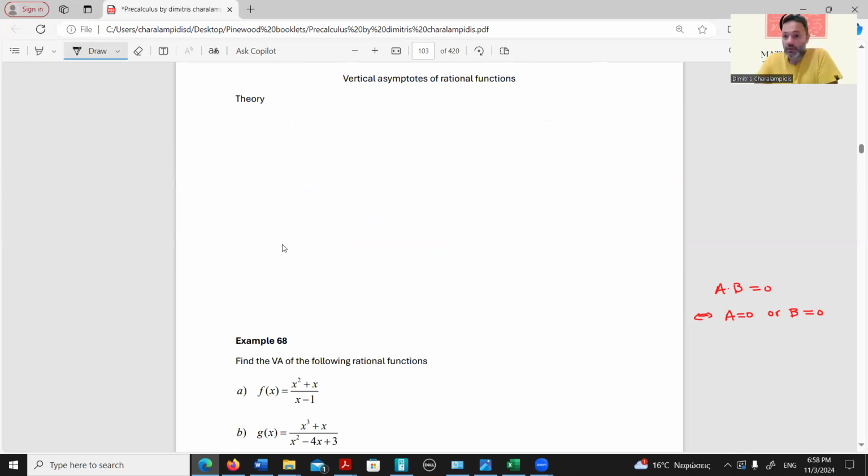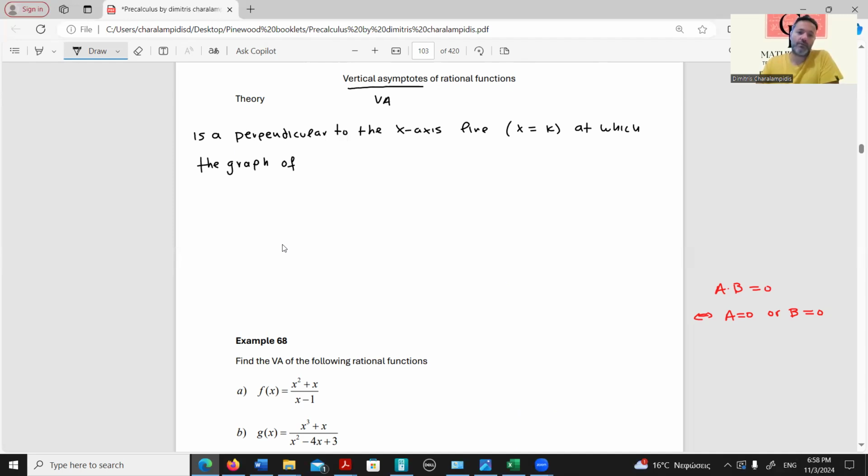Now, let's begin with what a vertical asymptote is. A vertical asymptote, from now on notated by VA, is a line perpendicular to the x-axis, therefore a line of the form x equals k, at which the graph of a function gets infinitely close, but without ever touching it.